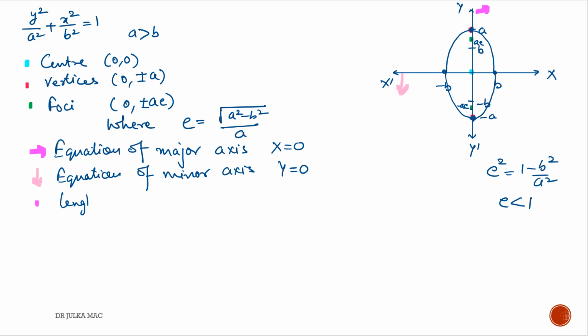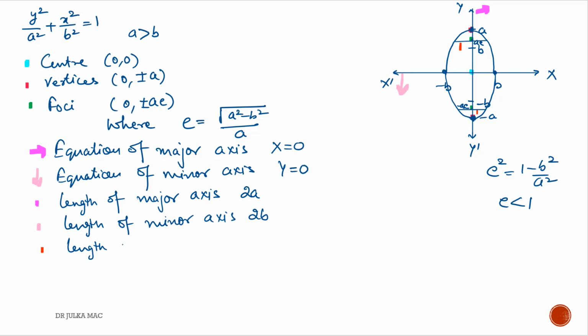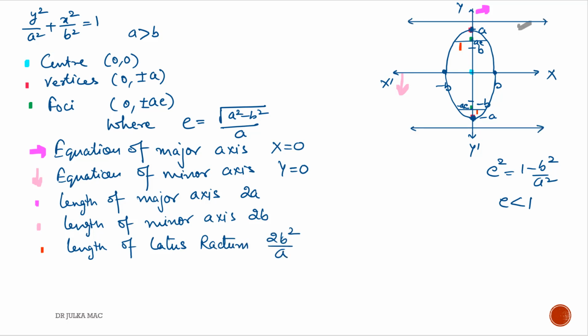Length of major axis is 2a, and length of minor axis is 2b. And we have two latus rectum at foci, and the length of latus rectum is 2b square upon a. In this ellipse we have two directrix, and the equation of directrix is y equals plus minus a upon e.